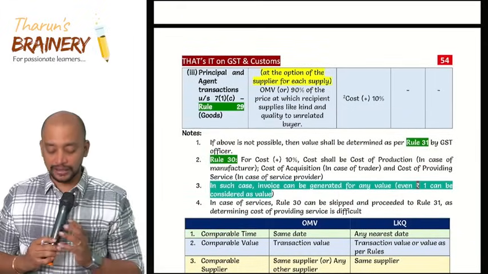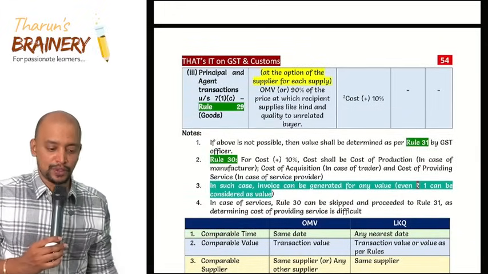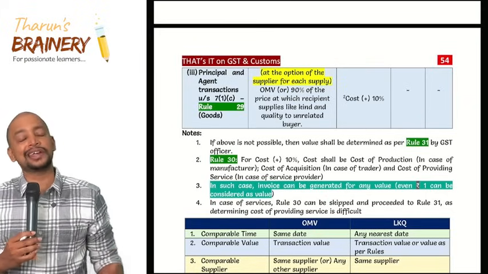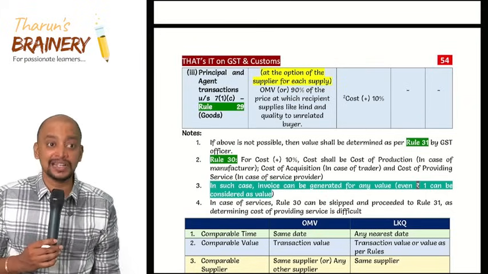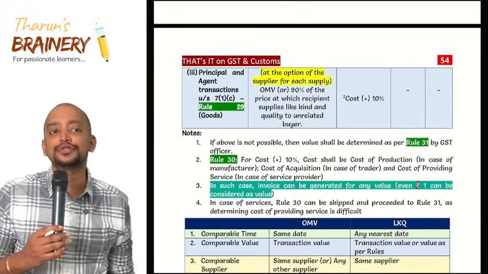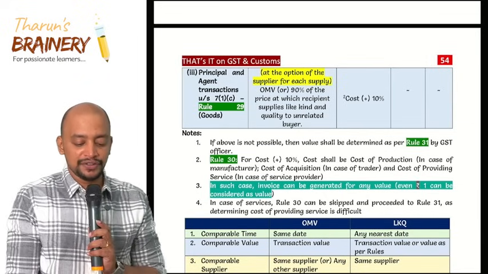Then next, number 3, principal agent transaction. Then the value will be determined as per rule 29. And principal agent transaction is applicable only in case of goods. Why only in case of goods but not in case of services? Because principal agent transaction, 71C, is applicable only in case of goods, not in case of services. That's the reason why principal agent transaction is only with respect to goods.